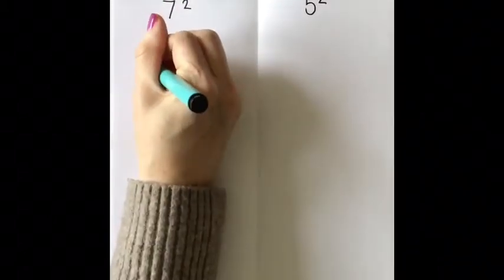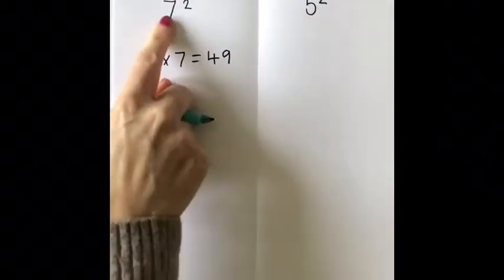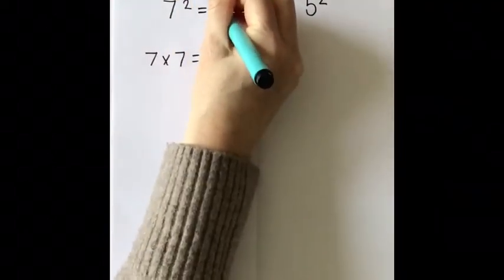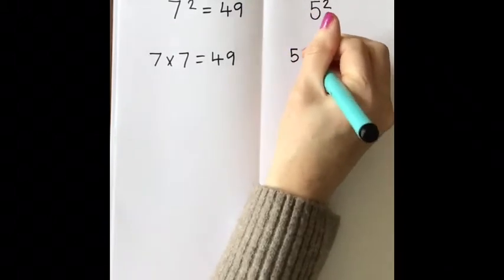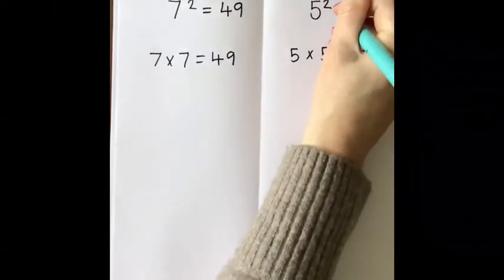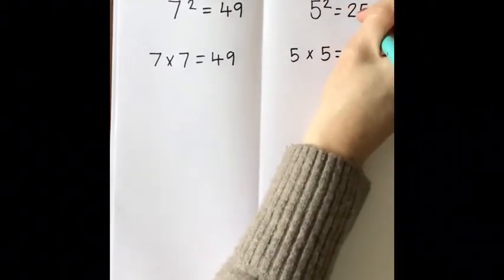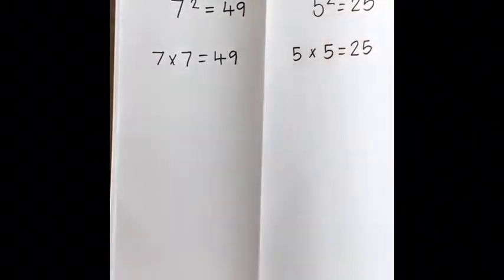Let's begin by looking at 7 squared. 7 times 7 equals 49. So 7 squared equals 49. For 5 squared, 5 times 5 equals 25. So 5 squared is 25. Hopefully you found that concept quite easy. Let's move on to cubed numbers.